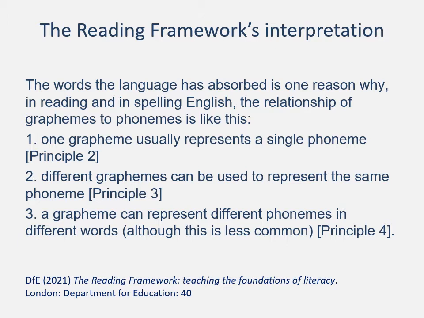Number 2 on the reading framework's list is different graphemes can be used to represent the same phoneme. Now, our principle 3, the same phoneme can be represented or spelled in more than one way. There you go. And then number 3 on this list, a grapheme can represent different phonemes in different words. And that is another way of saying principle 4, which is the same spelling may represent more than one phoneme.